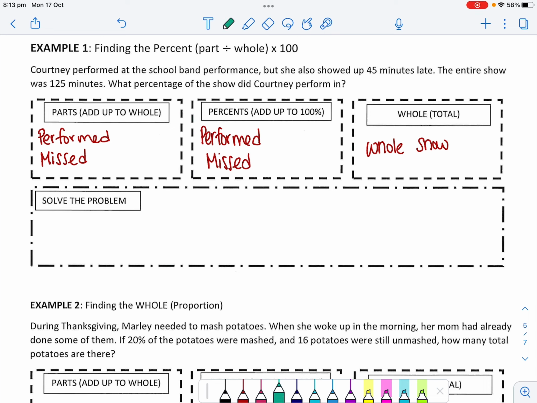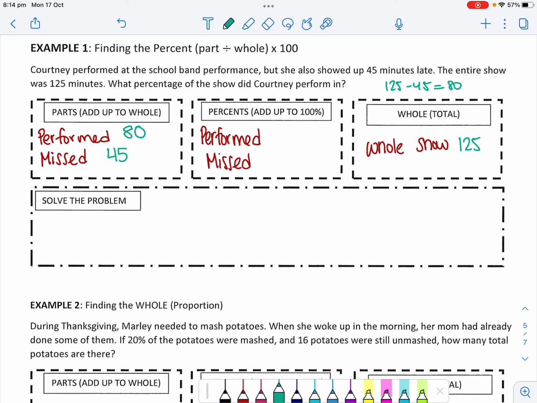So now I'm going to put the numbers that I need with each of these things. Courtney performed at the school band performance, but she also showed up 45 minutes late. The entire show was 125 minutes. So there's the whole show. She showed up 45 minutes late, which means she missed 45 minutes of the show. And if I do 125 minus 45, I get 80, so she performed in 80 minutes of the show. That's all information that I can gather without having to do anything with the percent yet.